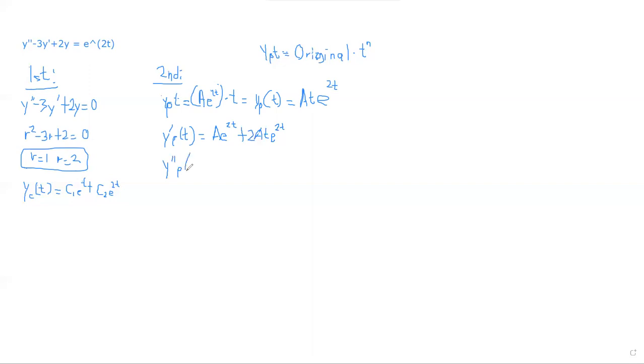would equal, okay, so that's 2a e^(2t) plus 2a e^(2t). So that's still 2a e^(2t), plus 4at e^(2t). And that's 4a e^(2t) plus 4at e^(2t).